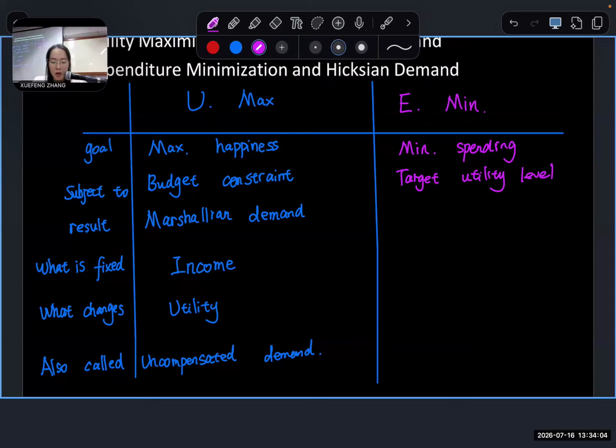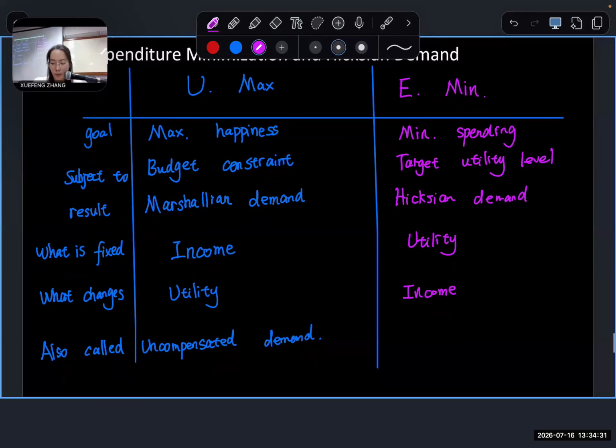So the result, what is the opposite one? What is the counterpart of Marshallian demand? I talked last time, which is Hicksian demand, right? Hicksian demand. So we fixed utility here, and we change the income. And we can also call Hicksian demand compensated demand, right? Compensated demand.